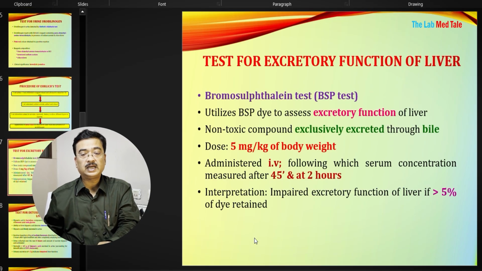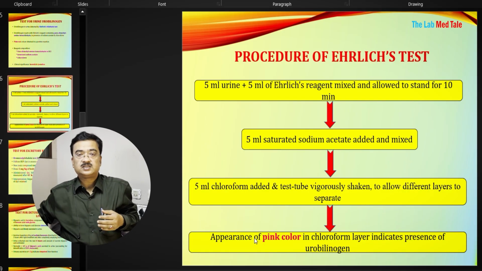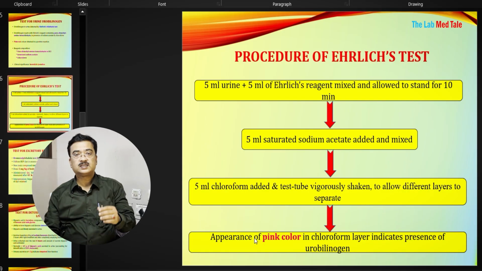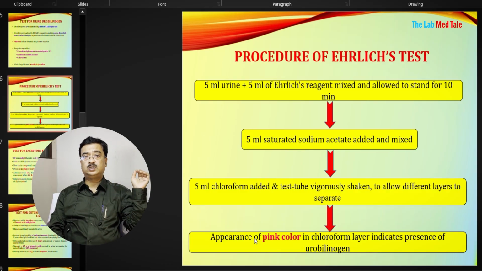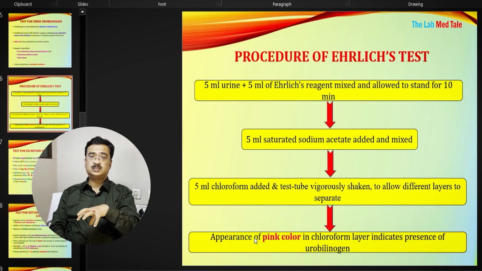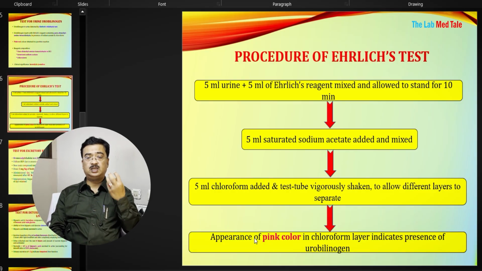Before that, what is the significance of urobilinogen? You have to understand that bilirubin diglucuronide goes from the bile to the gut. In the gut, the bacteria produce urobilinogen from the bilirubin, and it gets absorbed from the gut through the portal vein. So if there is any obstructive jaundice, the bile will not come to the gut, so there will be no urobilinogen formation.